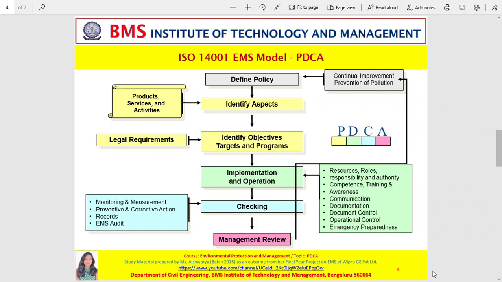Further, the 5 elements of the ISO and an EMS are policy, planning, implementation and operation, checking or monitoring, and review. That covers module 3.